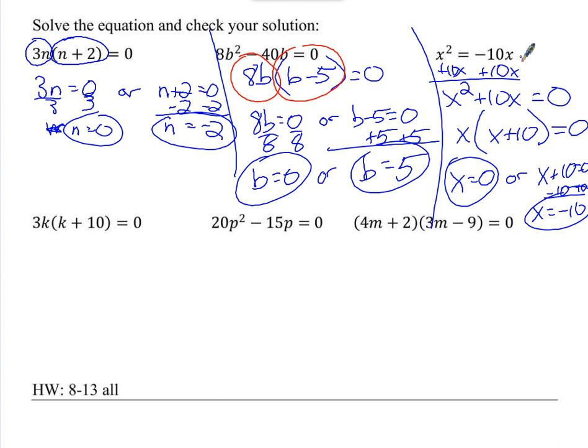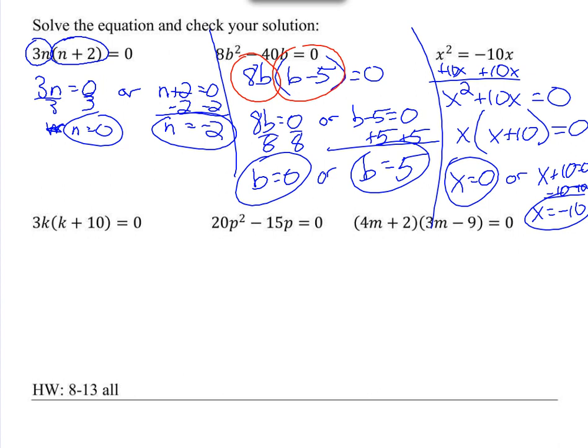Negative 10 times negative 10 is positive 100. 100 equals 100. True? Yes. So both of these answers work. Okay. These three problems are for you. They're very similar to the three problems above. So if you're not sure what to do, look at the problems we did above and they should help.